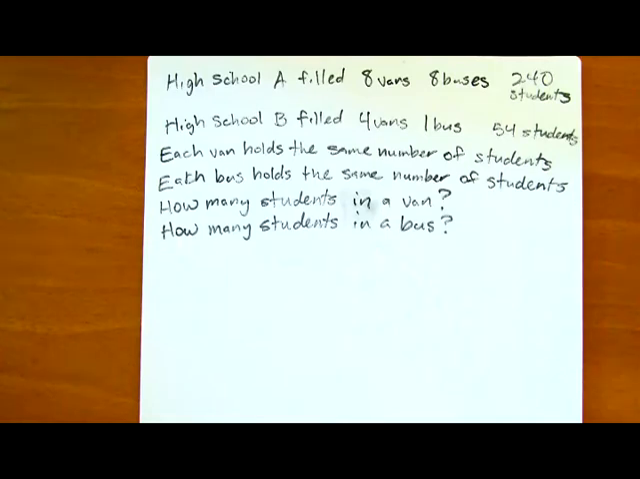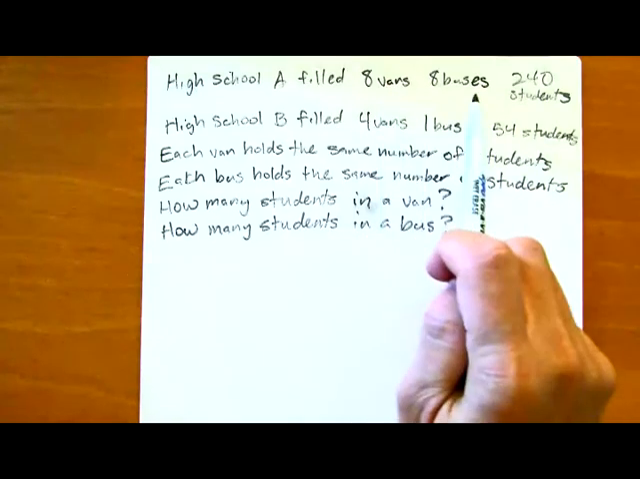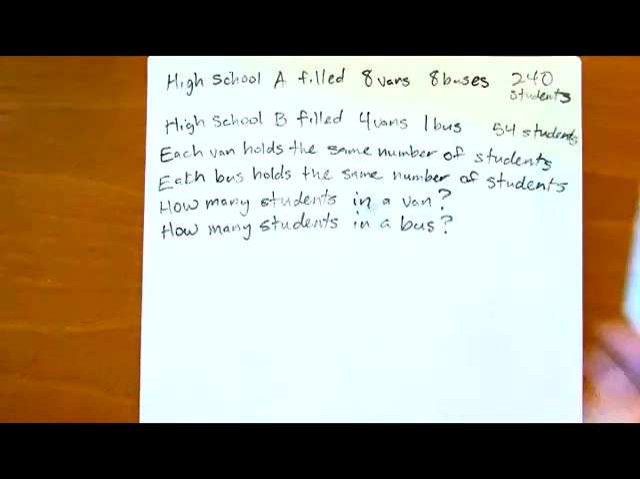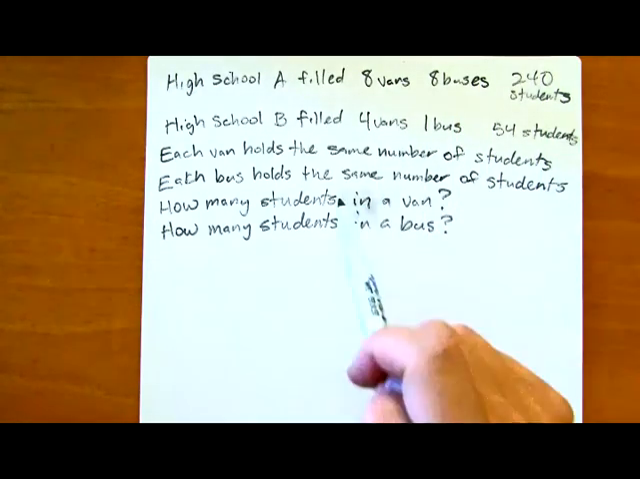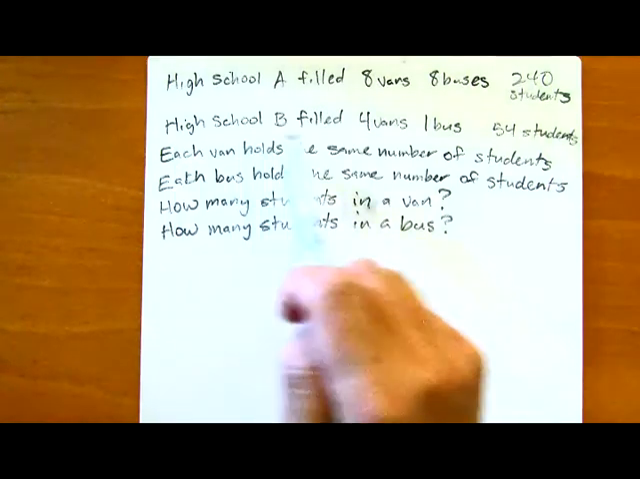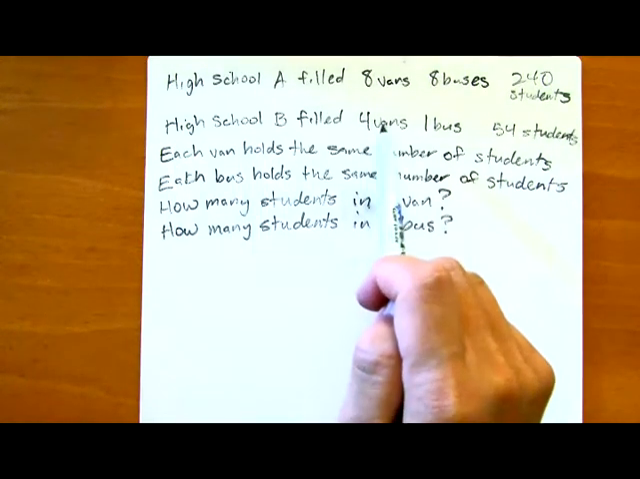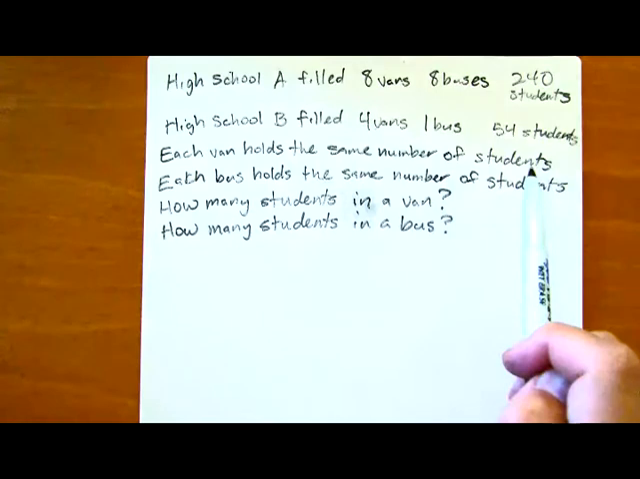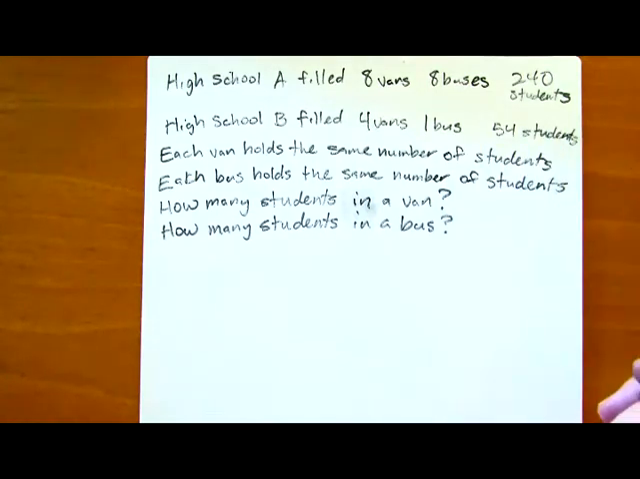Two different senior classes from different high schools are going to go to the state fair. High school A, they're going to fill up 8 vans and 8 buses with 240 students. High school B, they have a small senior class. They're going to fill up 4 vans and 1 bus with 54 students.